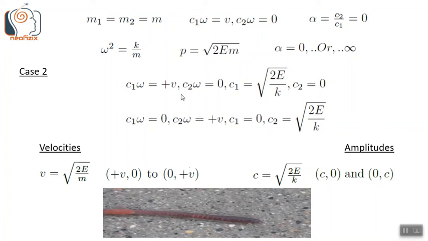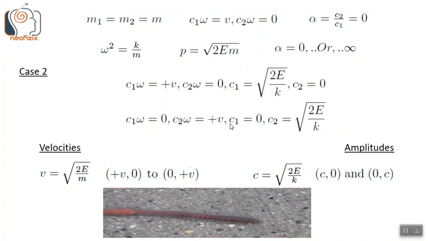Basically, in one state, the first mass velocity C1 omega is plus V, and the second mass velocity C2 omega is 0. In this state, the amplitude of the first mass is C1 equals square root of 2e by k, and the amplitude of the second mass is C2 equals 0. Then in another state, velocity and amplitude values are exchanged. That is, C1 omega becomes 0 and C2 omega becomes plus V. C1 becomes 0 and C2 becomes square root of 2e by k.